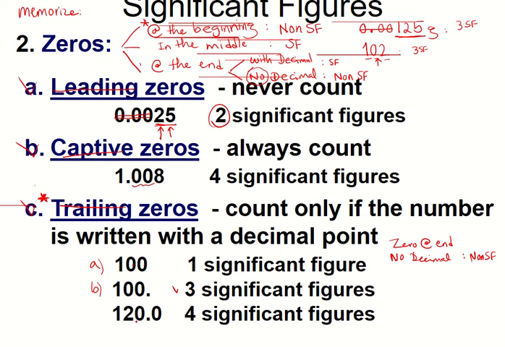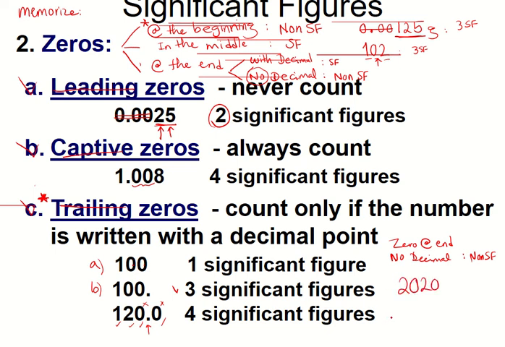120 with a decimal point is another example. Zeros, this one and this one, are placed at the end. After them, there are no more non-zero digits. There are zeros at the end, and we do have the decimal point as well. So we count them as Sigfigs: 1, 2, 3, 4. So I wanted to give you a couple of examples here.